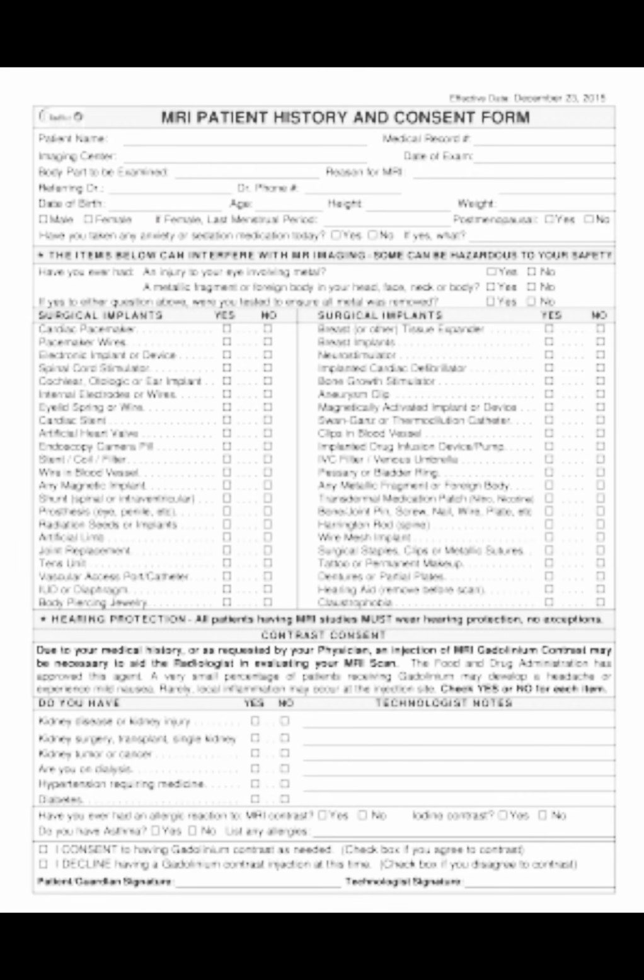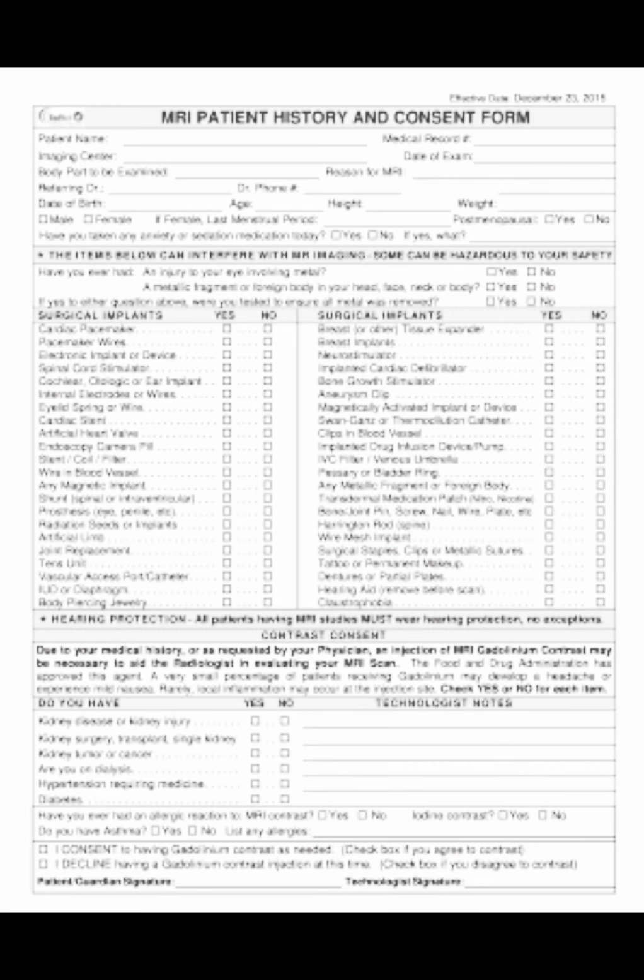Then screening for safety risks. This is one of the most important parts. The patient must be screened for any metallic implant, pacemaker, aneurysm clips, or other devices that could pose risk. Some patients may have metal fragments in their body from previous injuries or surgeries, and these must be identified before scanning.